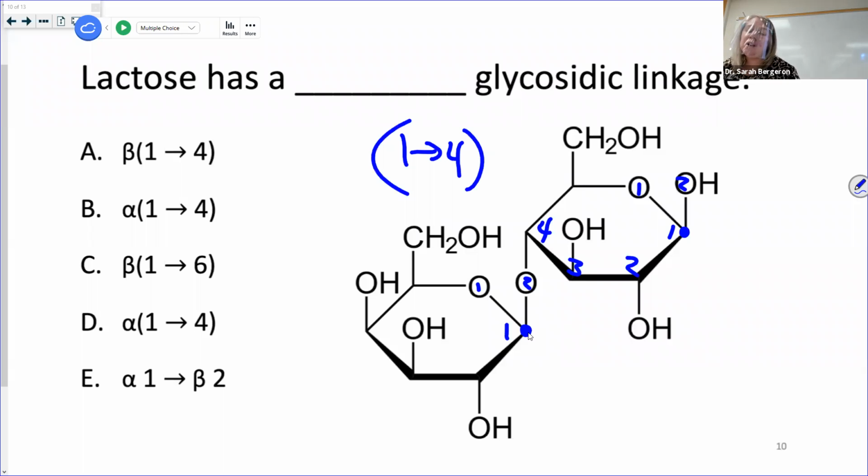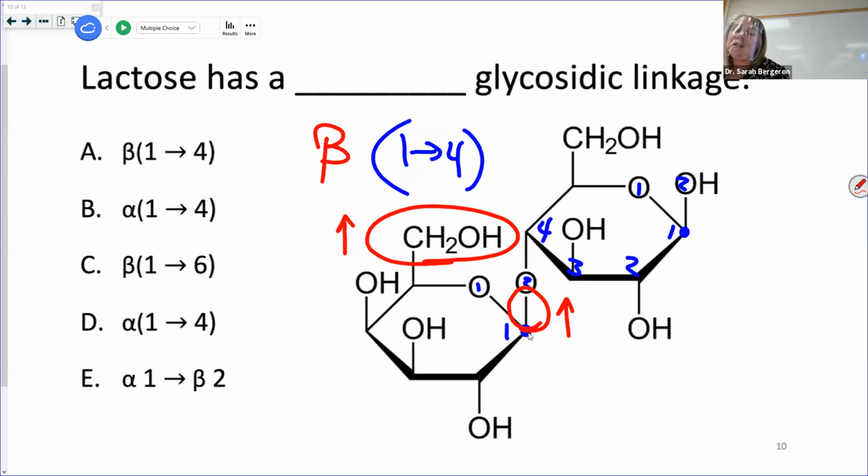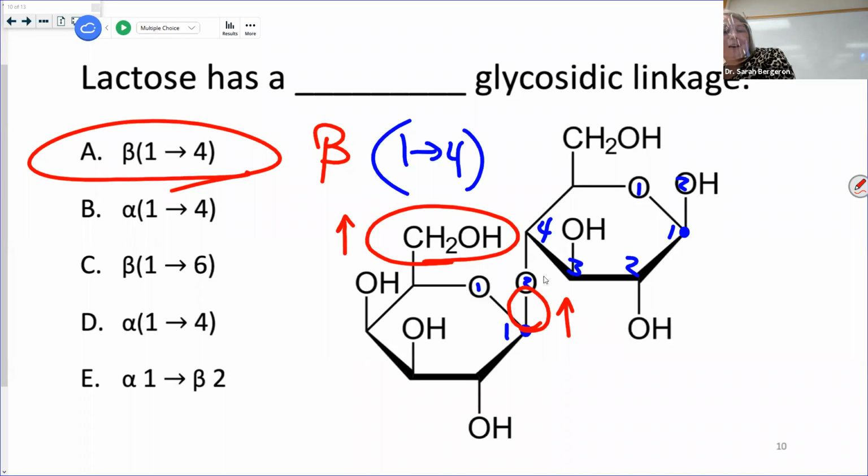Now, where does the alpha or beta come from? You look at the anomeric carbon that's participating in the glycosidic bond, whether it's 1 or 2. You look at the carbon that is outside the ring, the highest number carbon that's outside the ring, and you compare it to the orientation of the glycosidic bond. So CH2OH is up, glycosidic bond is up and up is beta or cis, right? But we don't say cis in sugars, we say beta. Okay. All right, let's try another one.